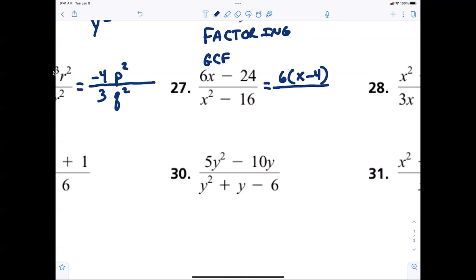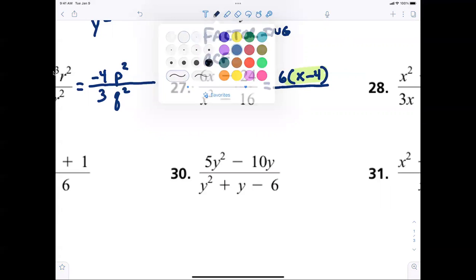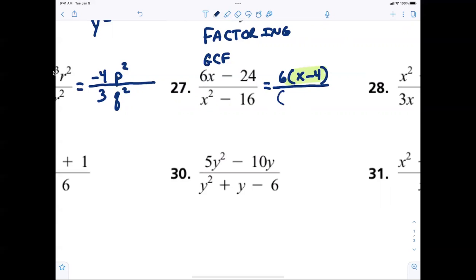Now, the denominator probably has a what factor in it? It's probably going to have an X minus 4. All right, how does x squared minus 16 factor? Yes, x plus 4 and then x minus 4. All right, that is correct.